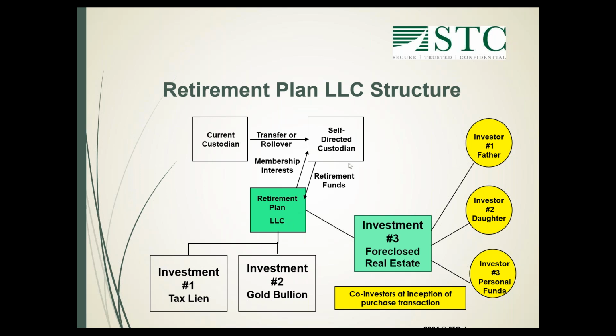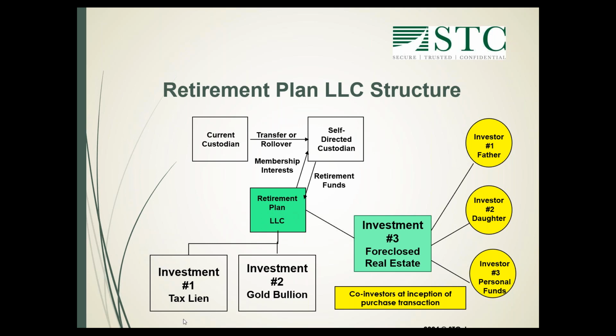And once the money has reached our custodian and the LLC setup is complete, then the ownership of the LLC moves to the custodian and the funds move to a bank account that your LLC has access to, and now you can begin investing. So in this case, you have 3 investments currently in your retirement account.